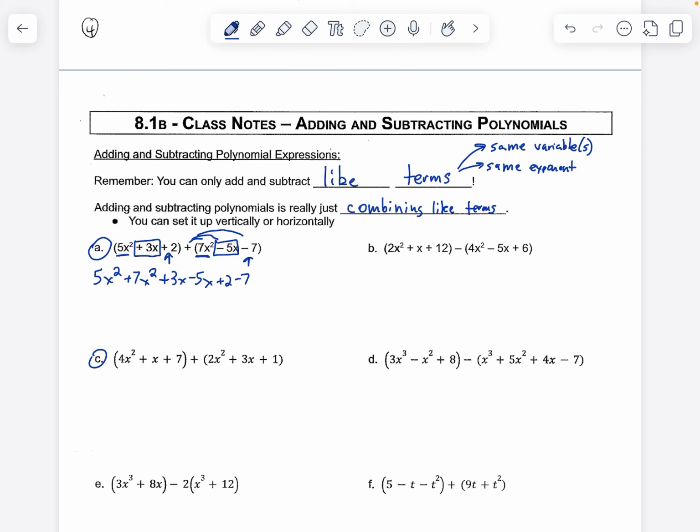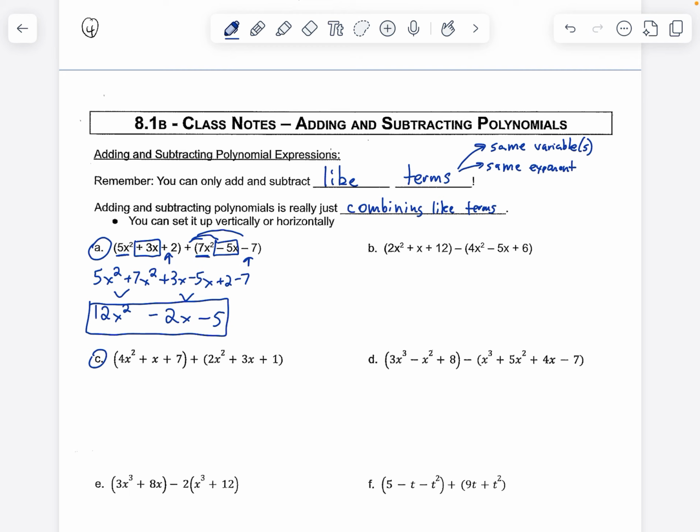So setting it up horizontally, writing it this way, what we're doing is putting together the terms of like degree next to each other. After that, we can combine these like terms. So 5x squared and 7x squared makes 12x squared. 3x minus 5x is negative 2x. And 2 minus 7 is negative 5, leaving us with our final answer of 12x squared minus 2x minus 5.